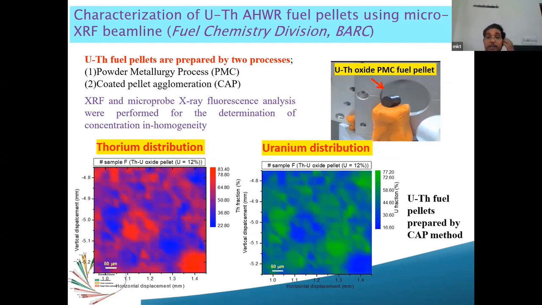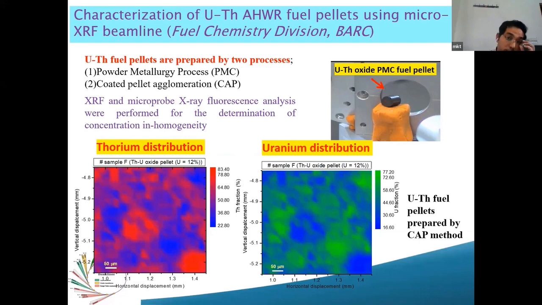So we analyzed this with uranium oxide fuel samples. Basically, this is what it contains. So the idea behind all this analysis is to determine whether the distribution is homogeneous or non-homogeneous. If it is non-homogeneous, it basically generates localized heating effects. So ultimately, it results in the cracking of the pellets.